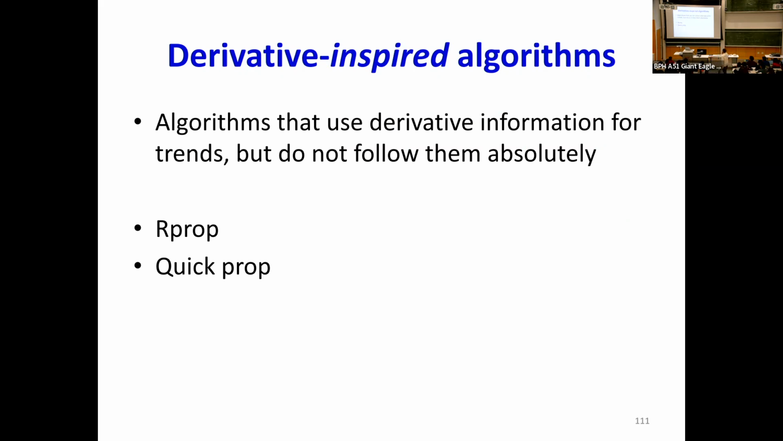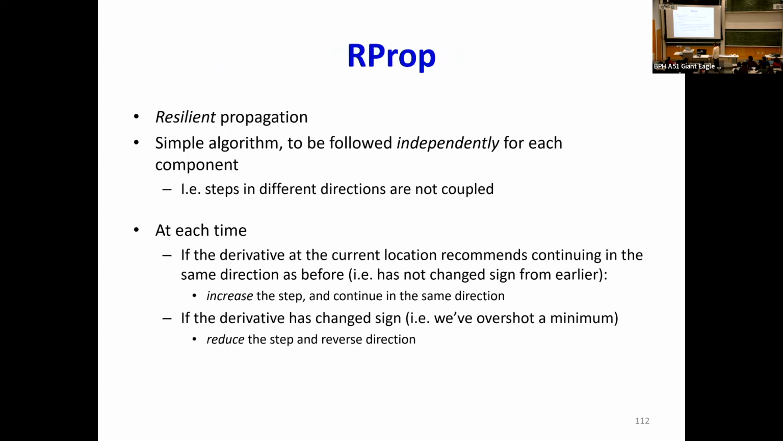Let's look at rprop. I won't go over quickprop, but quickprop works better than rprop. Rprop stands for resilient propagation. It's a simple algorithm followed independently for each component, and so the steps in different directions are not coupled. At each time, it doesn't even look at the value of the derivative. It just looks at the sign. It says that if I'm going in the correct direction, let me increase the step size. That's it, right? If I'm going the wrong way, let me decrease the step size.